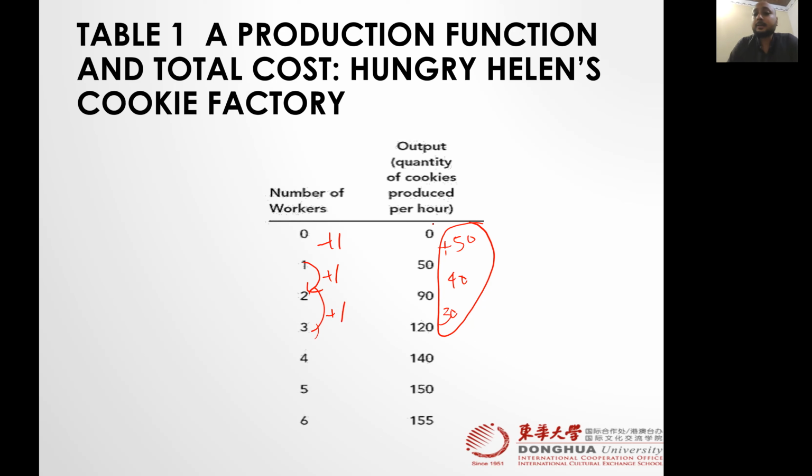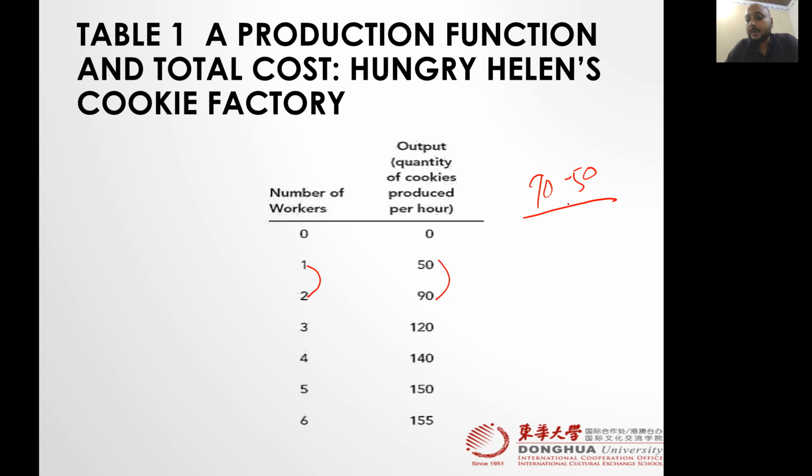And how do we calculate that? Change in output divided by change in input. Marginal product is the change in output. So for example, from here, when you hire two people, change in output 90 minus 50, divided by change in labor 2 minus 1. Answer is 40. This 40 is coming from here.